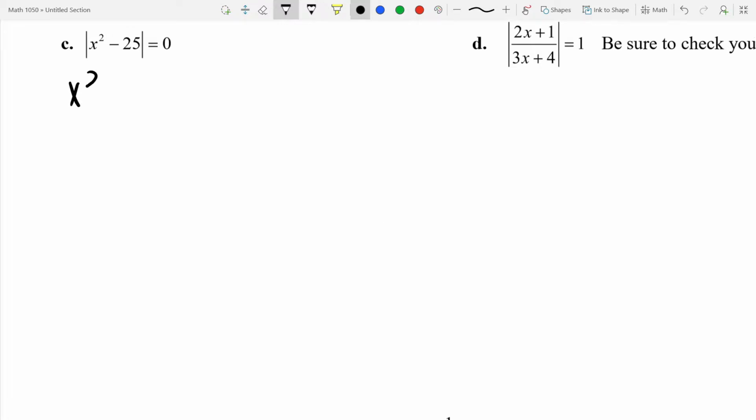So everybody go x squared minus 25 equals 0. There's a couple of ways you can do this. I personally prefer to move my 25 over. So x squared equals 25, and then you square root it, and the answer is x equals 5.